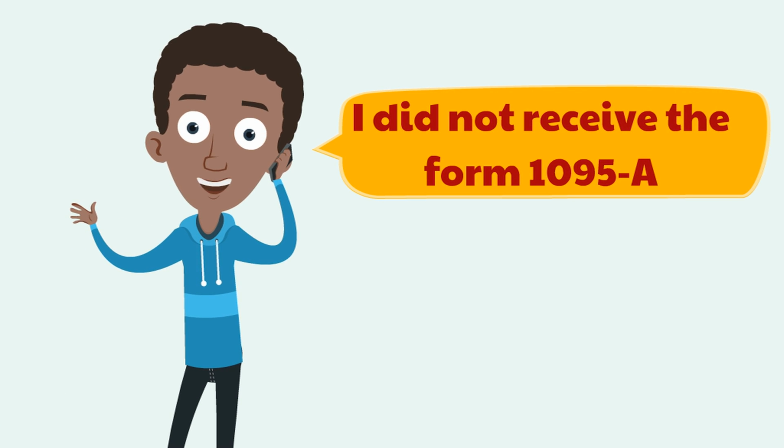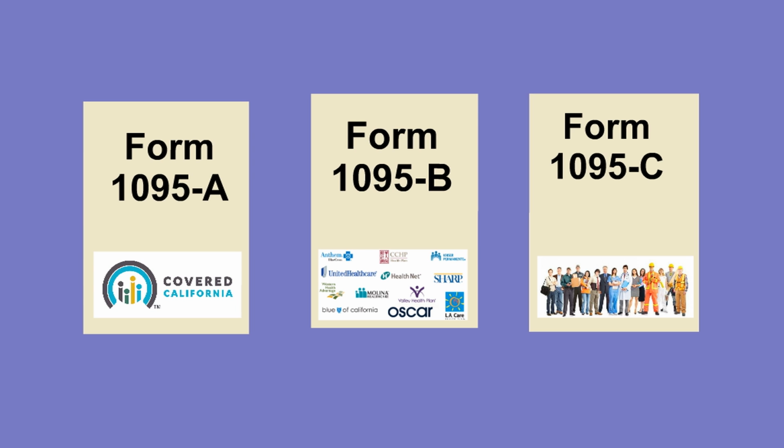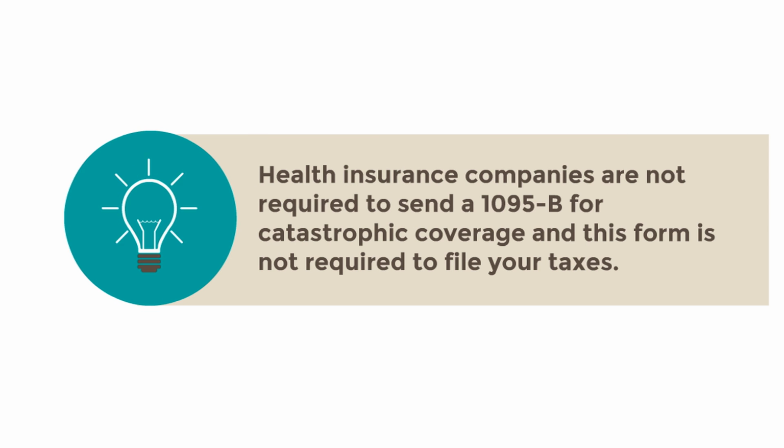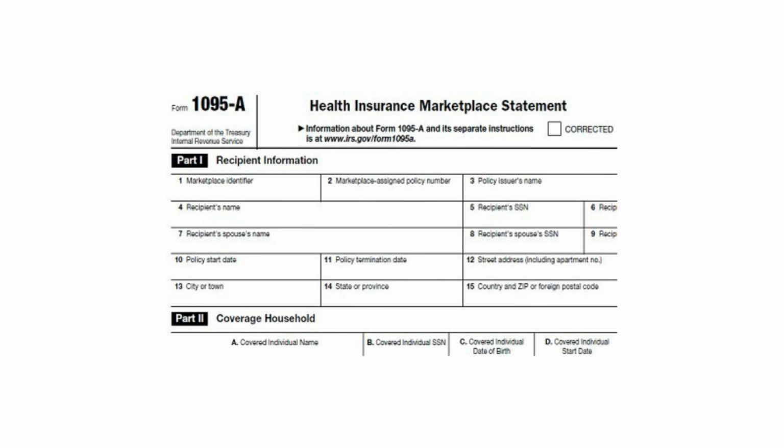So Covered California members who enrolled in a minimum coverage plan, also known as catastrophic coverage, may receive a Form 1095B or 1095C directly from their health insurance company. Health insurance companies are not required to send a 1095B for catastrophic coverage, and this form is not required to file your taxes. What if the information on Form 1095A is incorrect?